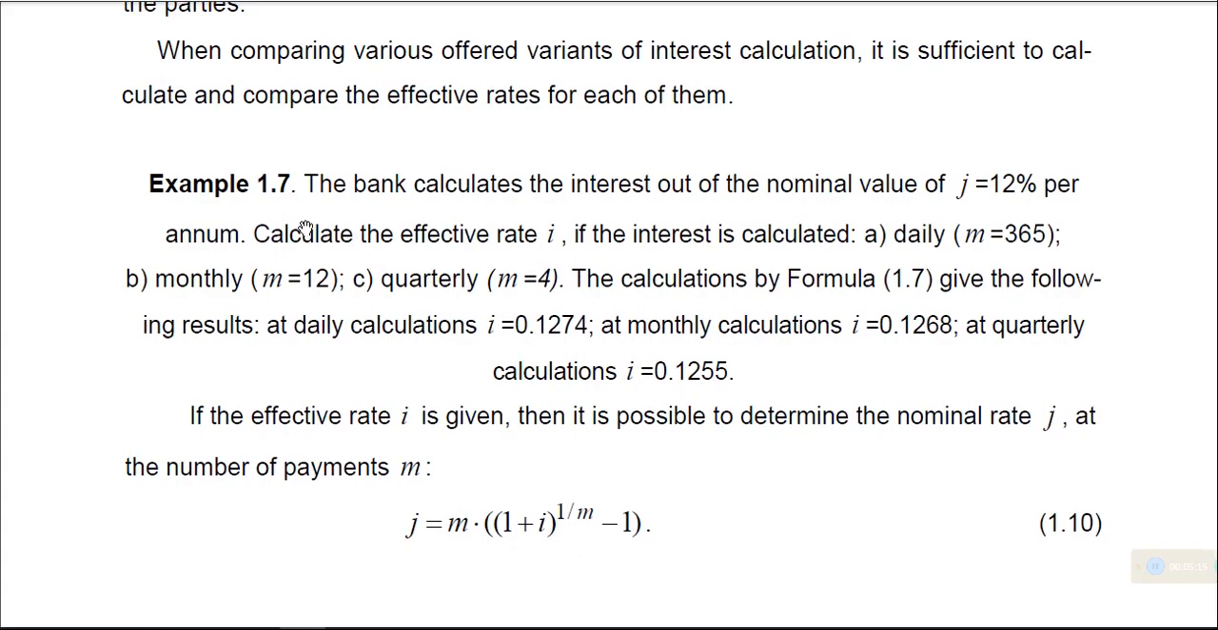So, example 1.7. The bank calculates the interest out of the nominal value of J, which is equal to 12% per annum. So, annually, magkakaroon siya ng interest na 12%. Calculate the effective rate i if the interest is calculated: 1. Ang condition natin, nagkakaroon siya ng interest every day. So, ilang days meron tayo sa isang year? So, to be exact, we have 365 except for leap year wherein we have 366.